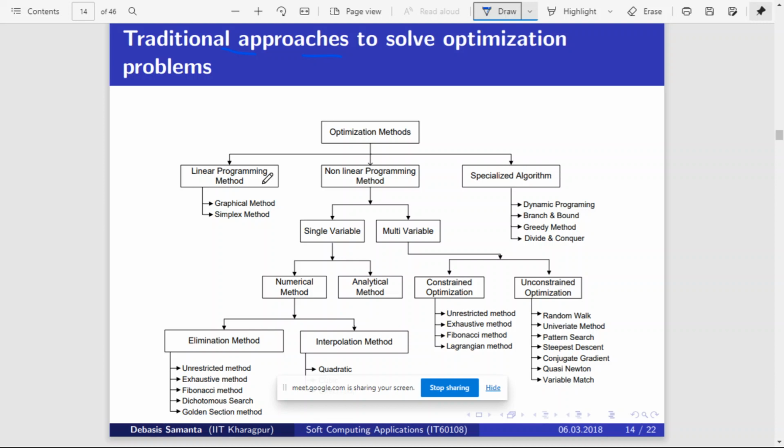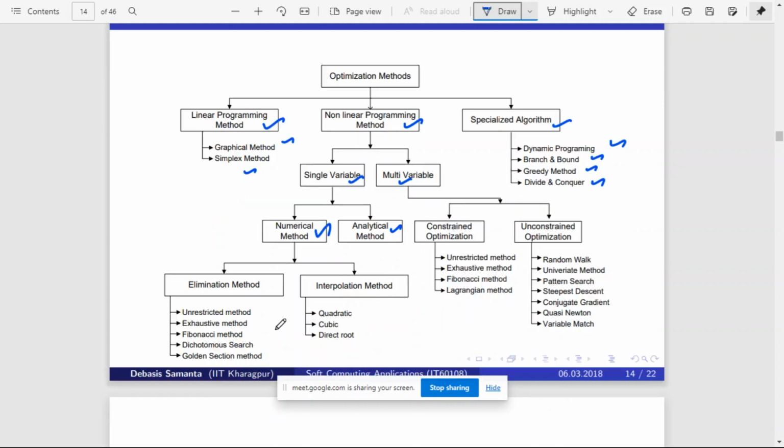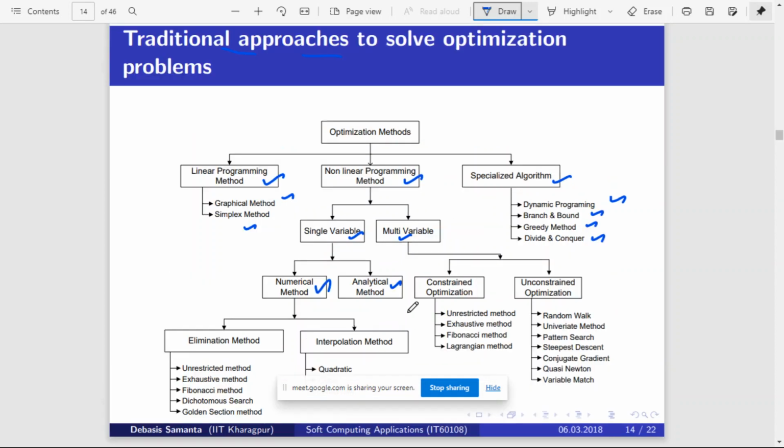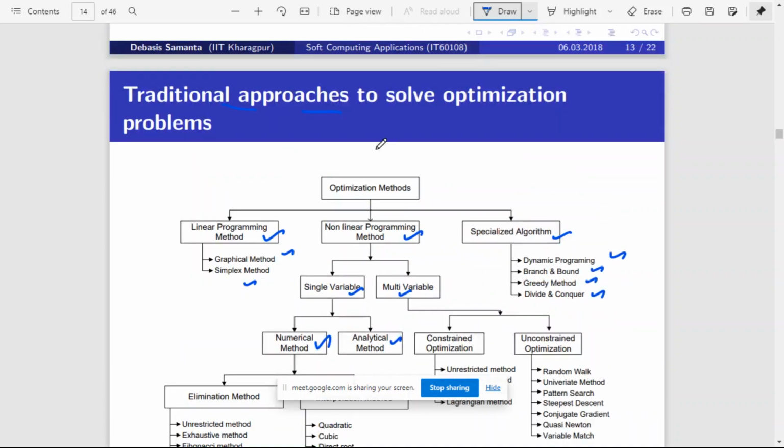Broadly it is classified as linear programming method, non-linear programming method, specialized algorithms. Under specialized algorithms you have dynamic programming, branch and bound, greedy method, divide and conquer. Under linear programming, graphical method is there, simplex method. Under non-linear programming, single variable, multi-variable. Again in single variable you have numerical method and analytical method. In numerical method you have elimination method and interpolation method. So basically these are the exhaustive techniques available in traditional approaches to solve optimization problems, right?